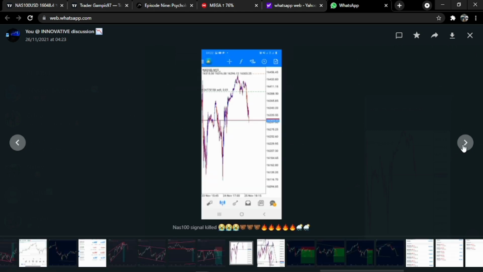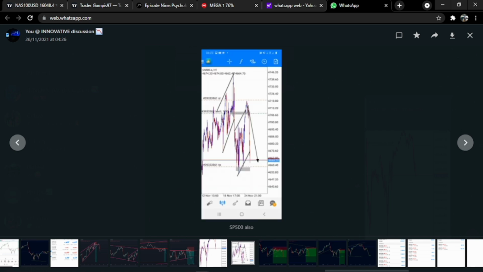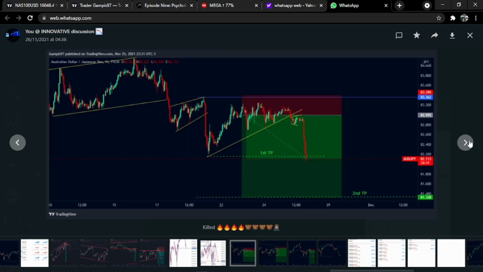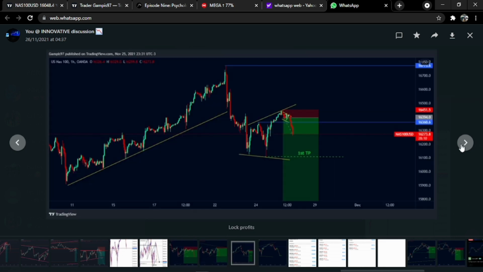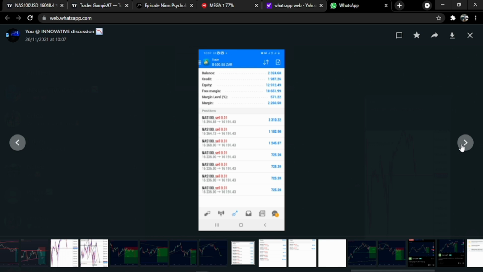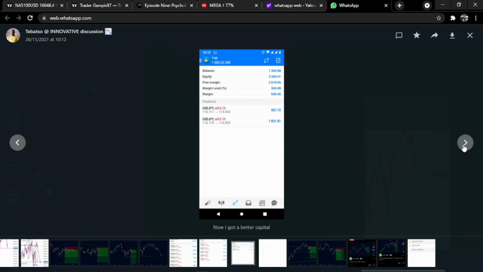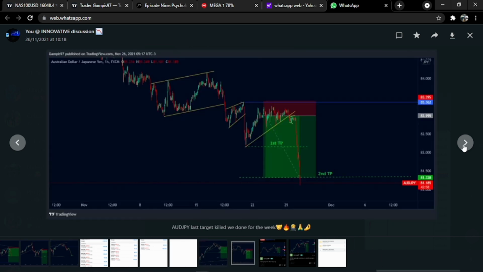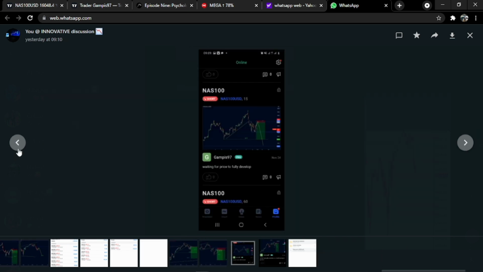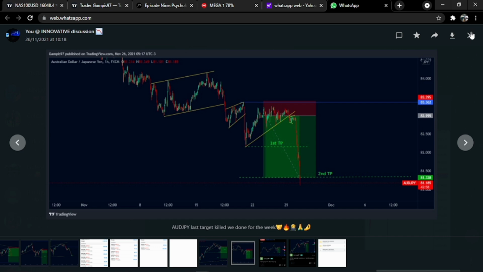It also played out the same as SPX 500. If we're trading SPX 500, this is how we're able to take it. It hit our take profit. I'll also show you how we took it, and our AUDJPY pair also hit our second take profit. So everything played out very well this week. We're able to push and capitalize on these pairs. These are our AUDJPY pairs, finishing our setup.